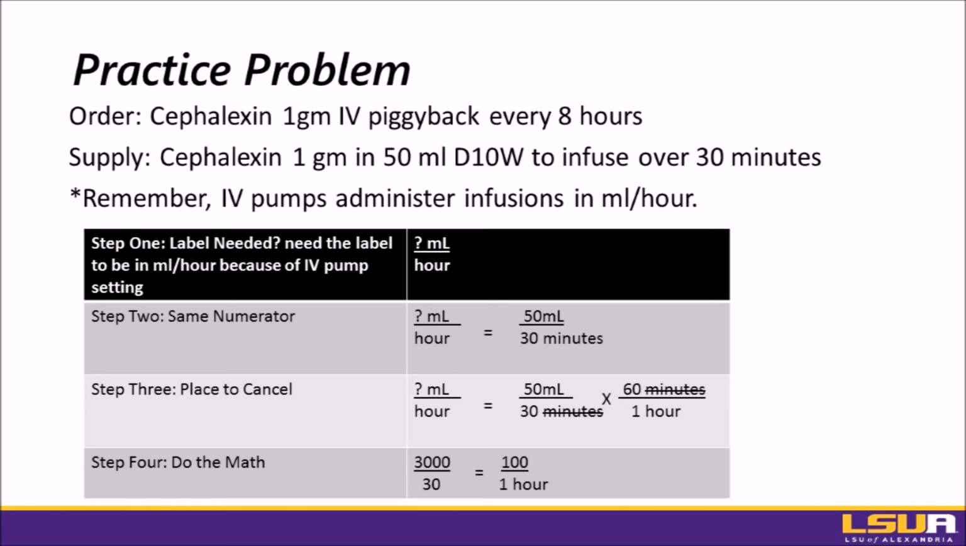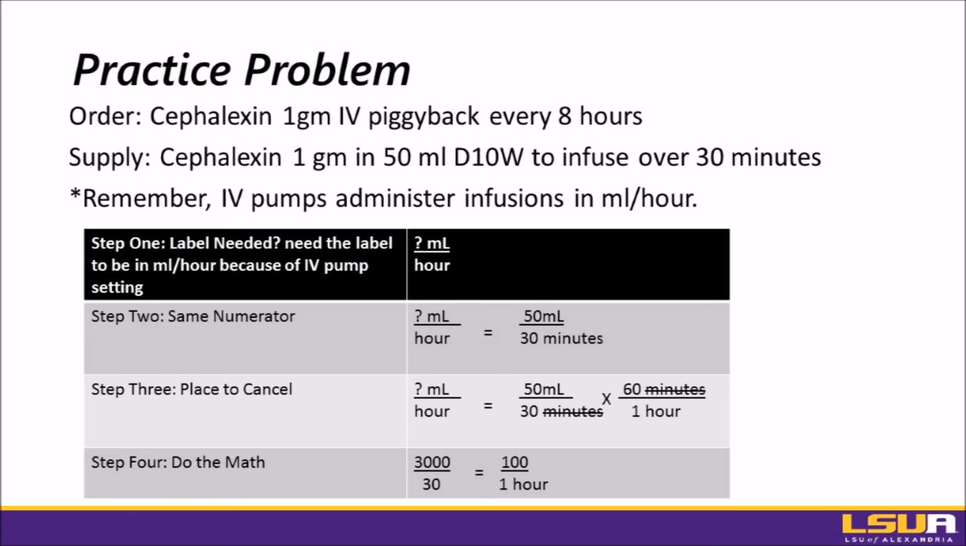Step 3 is places to cancel. What label do I not need? Since I need to deliver the medication in milliliters per hour, I do not need the minutes label. So, how many mils in 1 hour will deliver 50 milliliters in 30 minutes? And I don't need minutes, so to cancel it out, multiply times 60 minutes in the numerator in 1 hour. Cancel out the minutes, and then do the math.